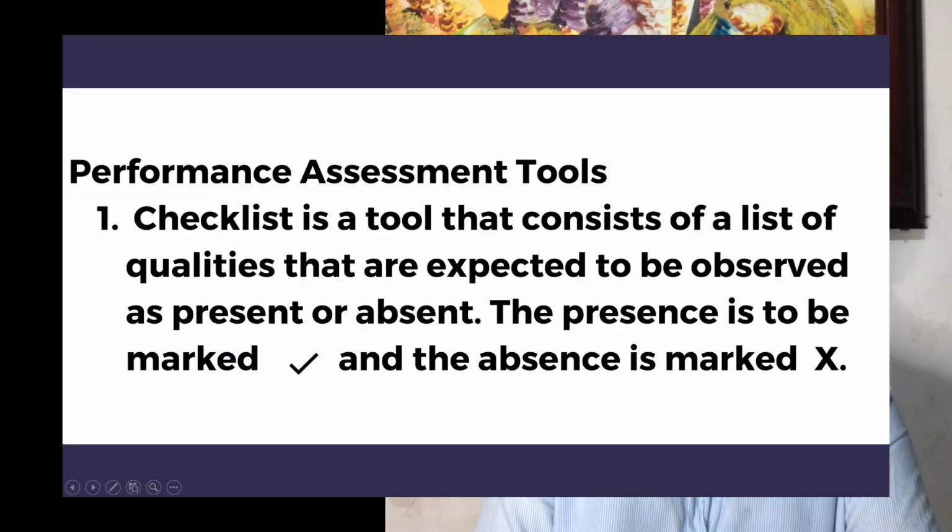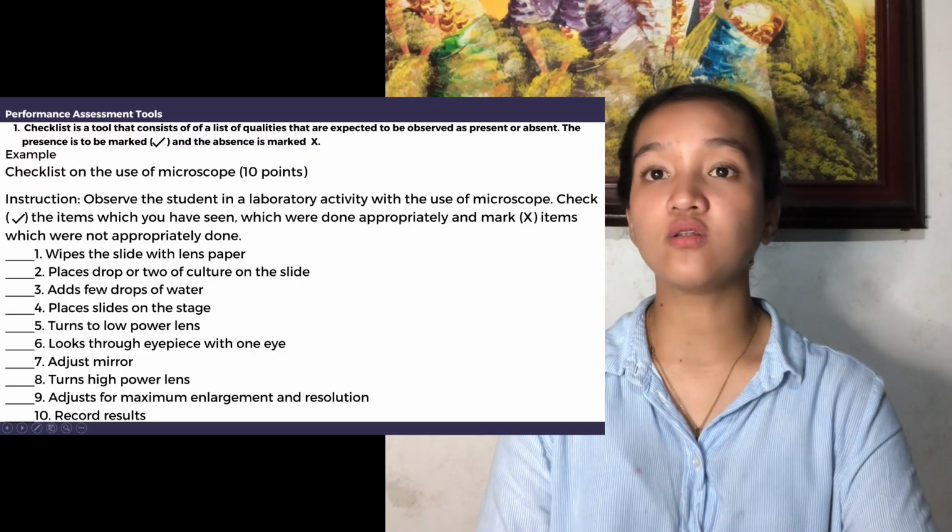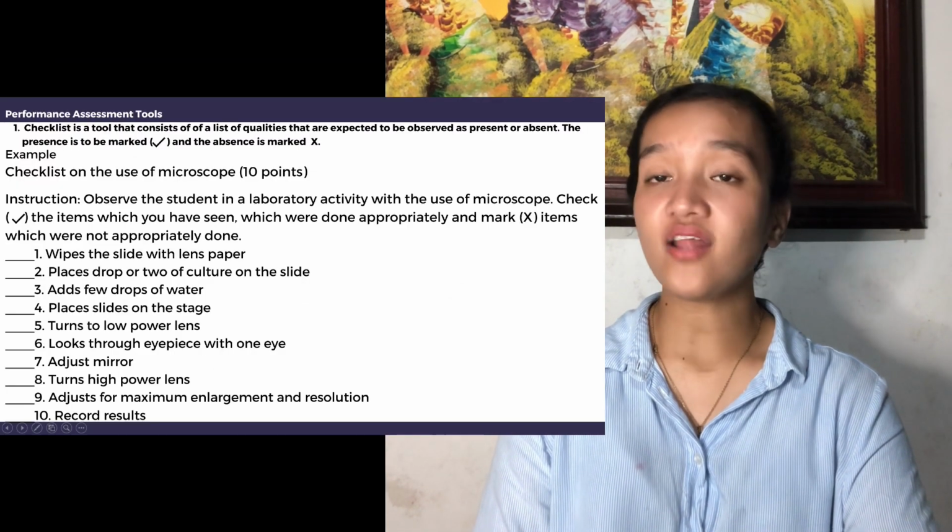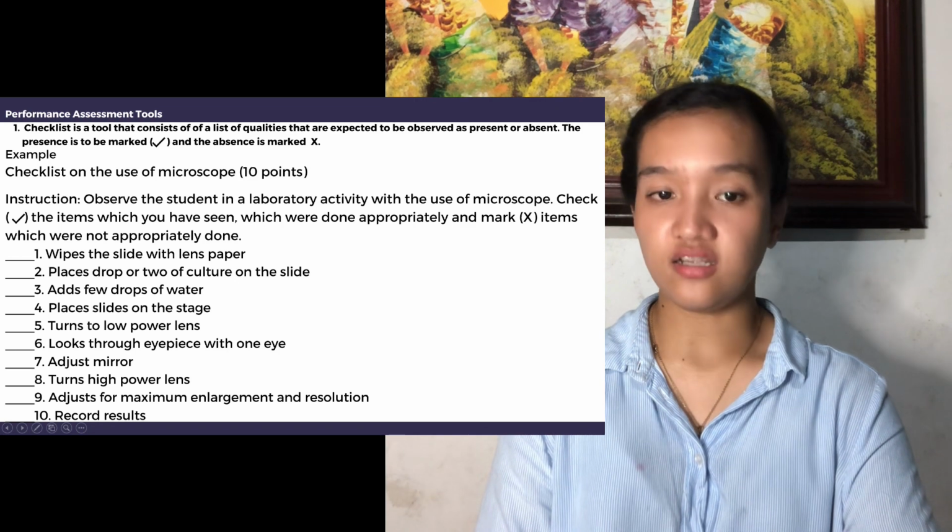First, we have the performance assessment tool, the checklist. It is a tool that consists of a list of qualities that are expected to be observed as present or absent. The presence is to be marked with a check and the absence is to be marked X. So this is one of the requirements on how to make a checklist.